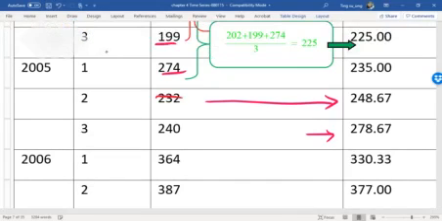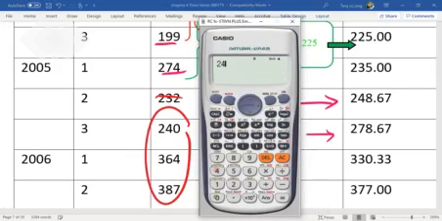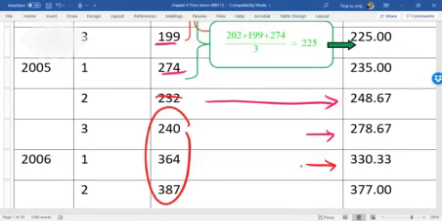Skip 1, then take another 3. So 240 plus 364 plus 387. Divide by 3. So 330.33. So again, answer right in the middle. So skip one again.